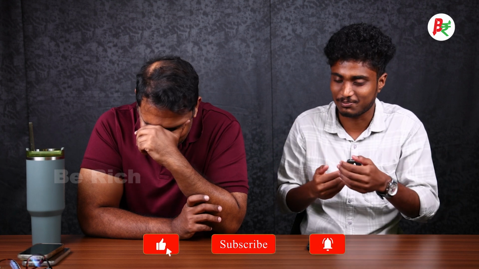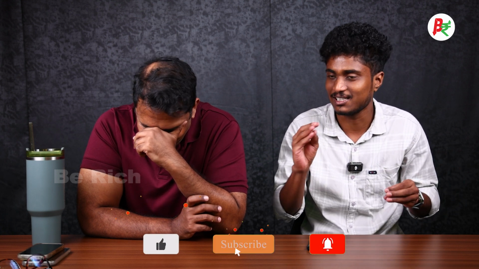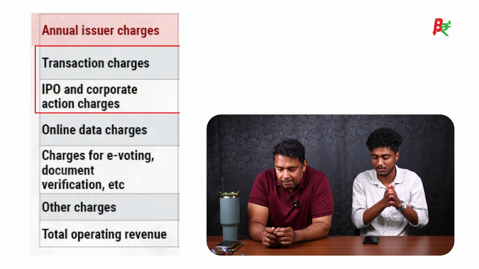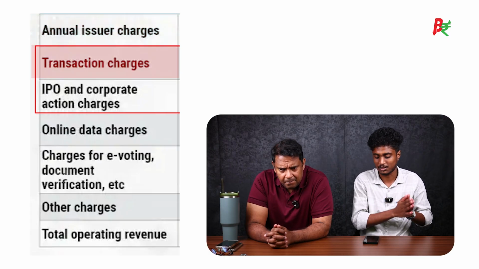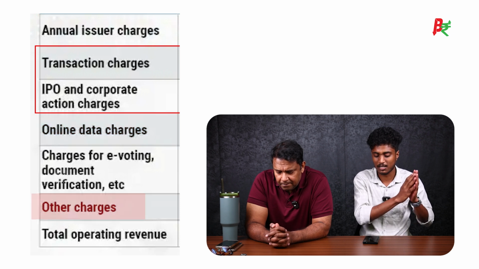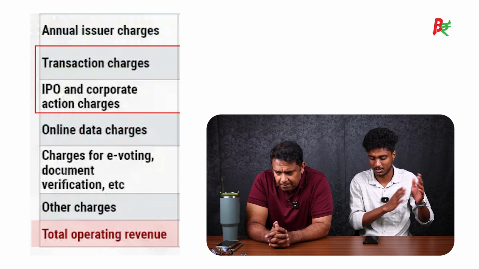Now you will ask me a question: do you know the CDSL business operation? For that also, I have completely analyzed CDSL. Sure, sir, tell me. First the revenue and then the business model. The revenue comes from annual issuer charges, transaction charges, IPO and corporate actions, online data charges, and other income. So these are all the revenue streams.